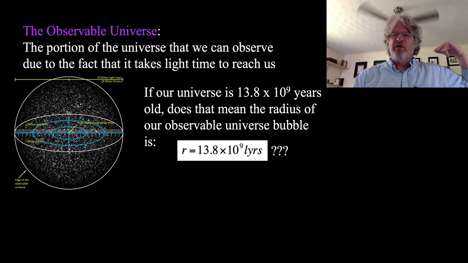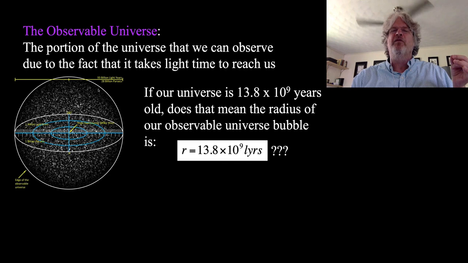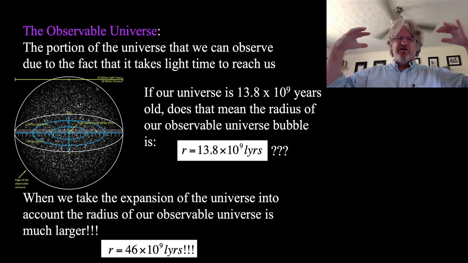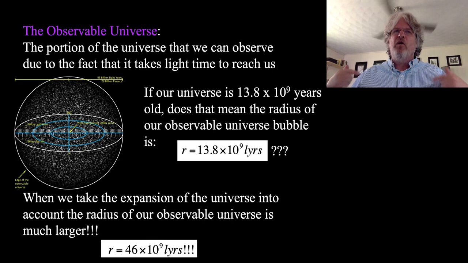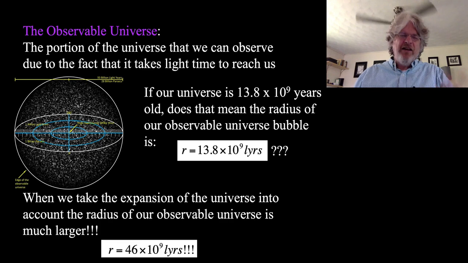The trouble is, the light that's just reaching us from this observable edge has moved. And in the 13.8 billion years it's taken to reach us, the universe itself has actually expanded. So when we take that expansion into account, for objects that are very, very far away, at the limit of what we can see, our observable universe, it's actually about 46 billion light years that we can see.